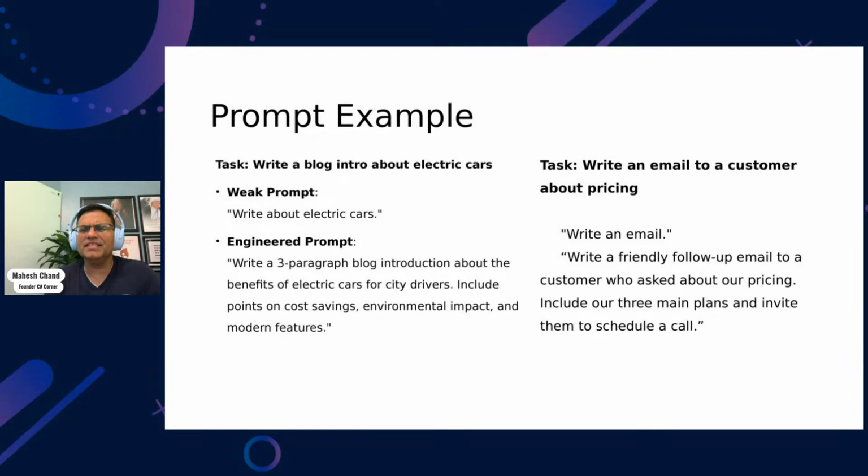Second example, let's say you want to write an email to a customer who is asking about pricing. One thing you can do is say something general, write an email about pricing. It will write just a generic answer. But you can be specific: write a friendly follow-up email to a customer who asked about our car pricing. This is our website, these are the prices, there are 3 different models, and ask them to schedule a call. This is the URL. Now ChatGPT is going to craft the complete email, which will have all these details. So the second prompt is the prompt you want to write.